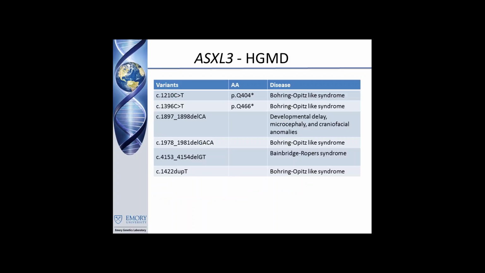So this is just a highlight of the 6 variants that have been published at this point in HGMD. You'll see they're all truncating variants. There are 2 nonsense variants that have been reported, as well as 4 frame shift.